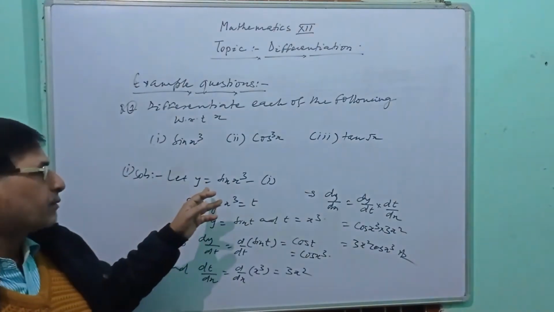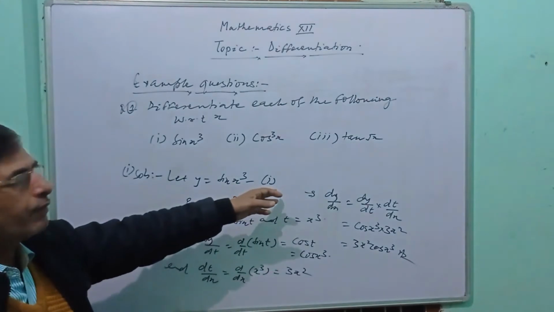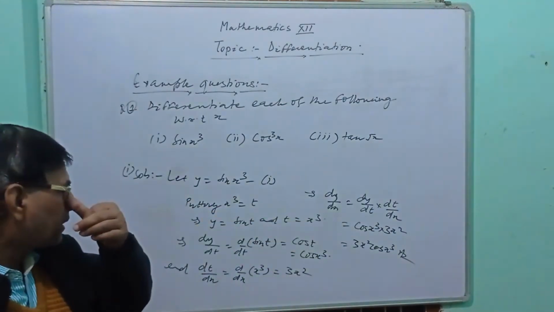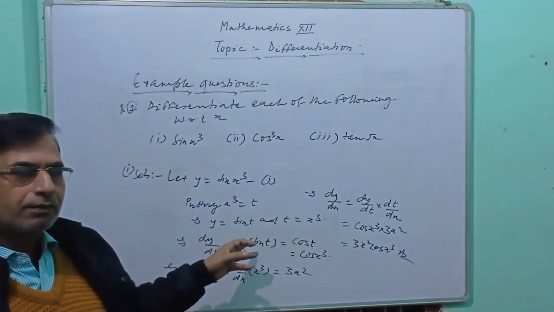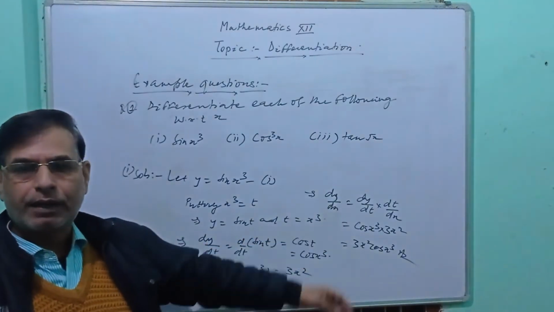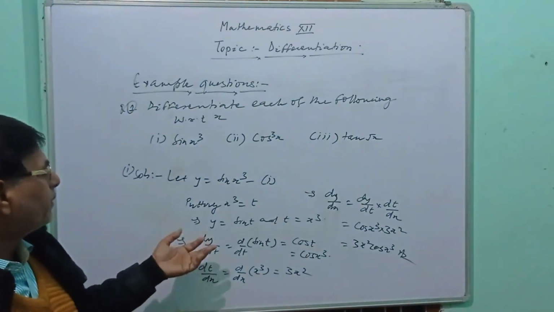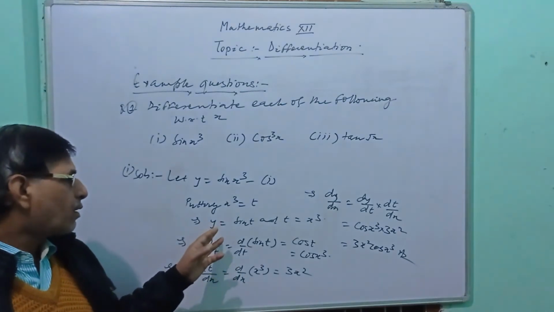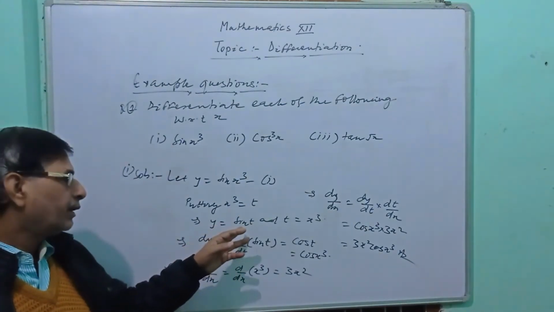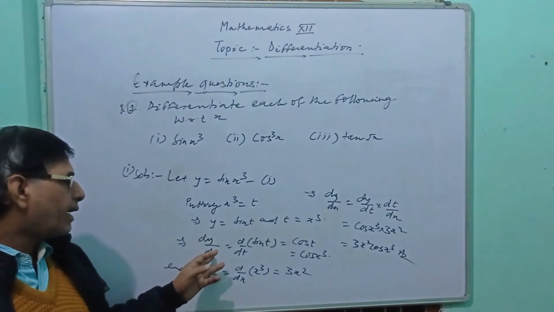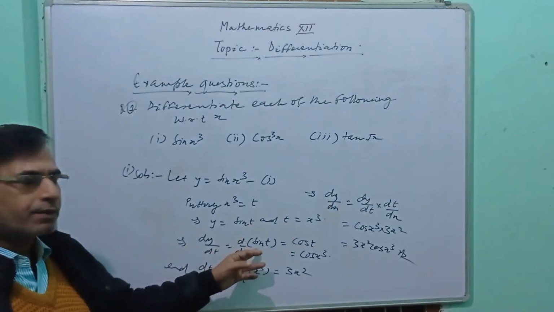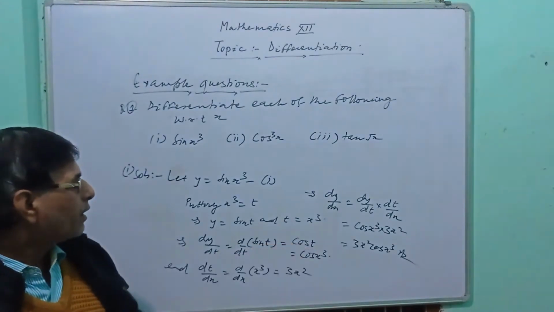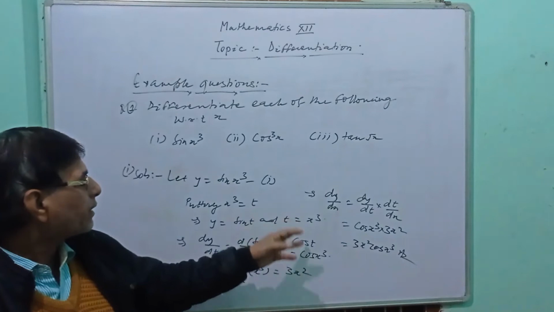Let y is equal to sin x cube be the first equation. Now putting x cube is equal to t. This implies y is equal to sin t and t is equal to x cube. Then first we differentiate y with respect to t because y is the function of t. Then dy by dt is equal to d by dt sin t, and differential of sin t is equal to cos t, and t stands for x cube.